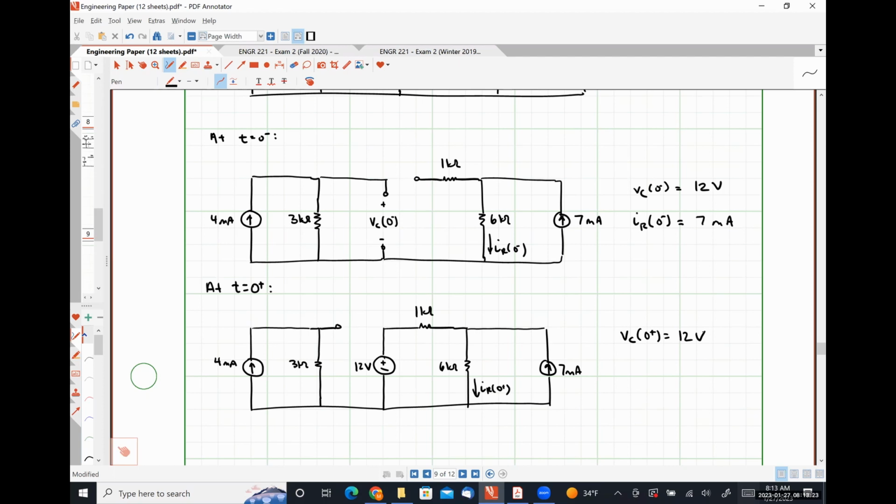So how do we go about finding the current flowing down through that 6 kilo ohm resistor?